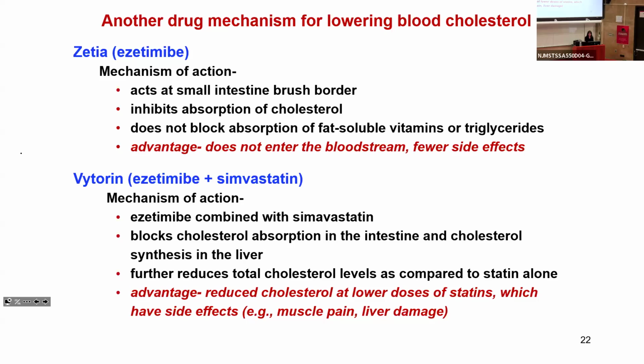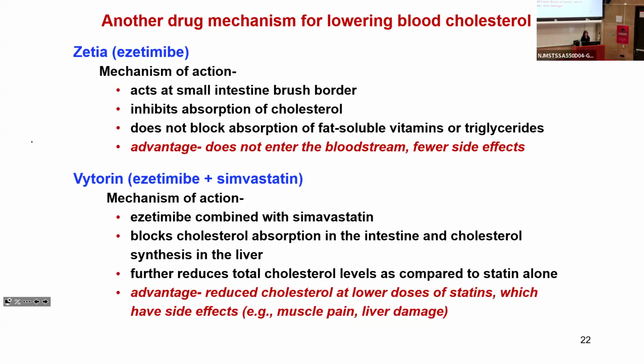And it doesn't block the absorption of fat-soluble vitamins or triglycerides. And so this is a big advantage, that it doesn't enter the bloodstream, and for that reason, it has fewer systemic effects, because a lot of drugs like statins could get into the liver. Sometimes they can cause liver toxicity in certain individuals, and the molecule can get transformed, and then go in the circulation. But this particular drug, Zetia, does not work in that way.